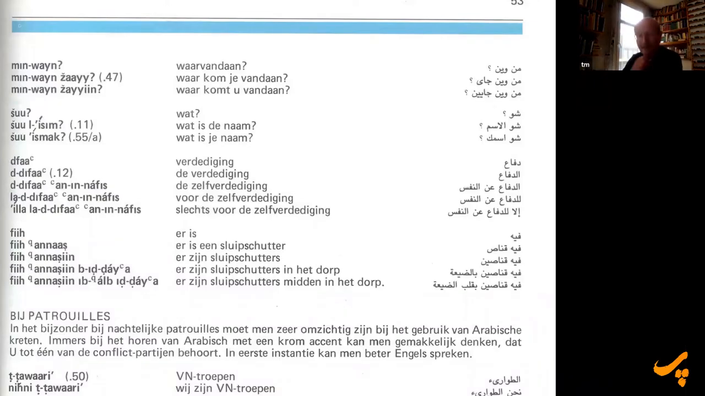So it would be nice to be able to say, "Fi anasin al bidaya." There are snipers further on in the village. So this is why we stop you. And for the Dutch to understand how it's constructed, I give fi. And then fi anas, which is there is a sniper. Fi anasin, there are snipers. Fi anasin abdaya, there are snipers in the little village.